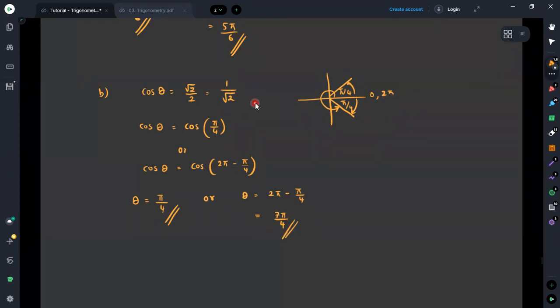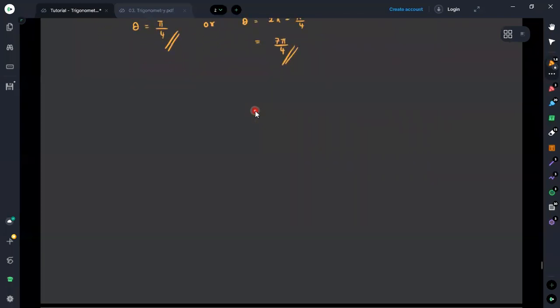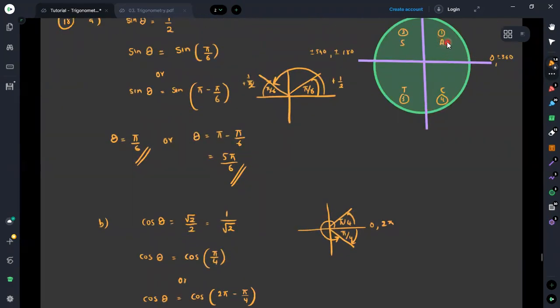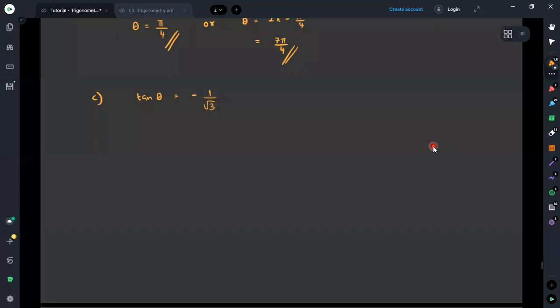Then the next question is in part C. Part C asks us to discuss tan theta equals minus 1 over root 3. According to the quadrant rule, first we need to identify where tan theta becomes negative. We know that in the first quadrant tan theta does not have negative values, but in the second and the fourth quadrants tan theta has negative values. Therefore, this should be in the second quadrant or the fourth quadrant.